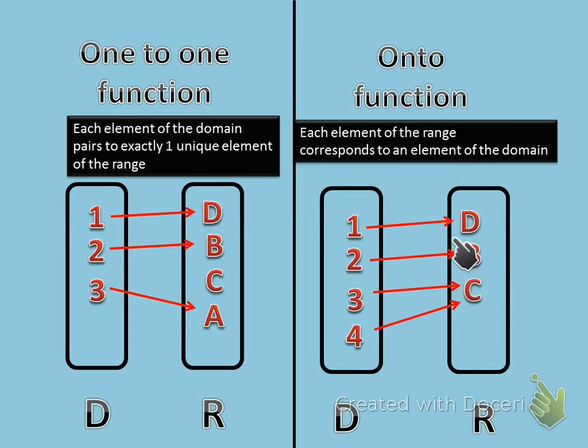So to be one-to-one, each x has to go to a unique y. So 1 goes with D, that's cool. 2 goes with B, that's cool. See how 3 and 4 both go with C? See that? Okay, that's why you lose your one-to-one.